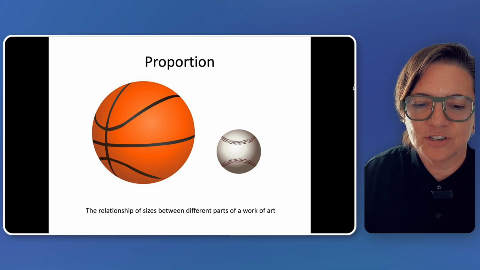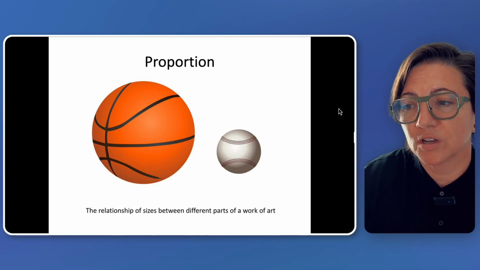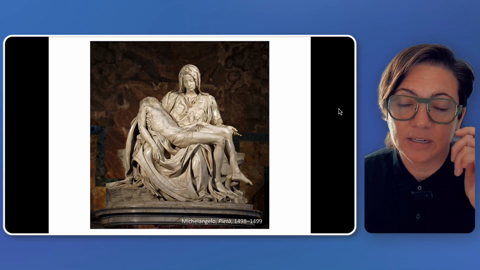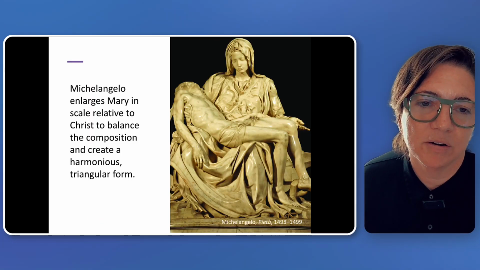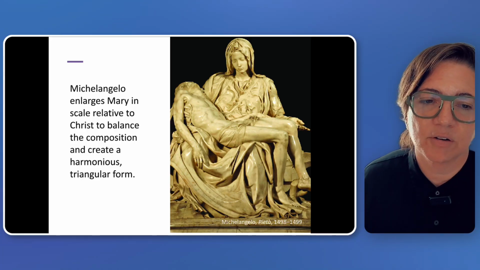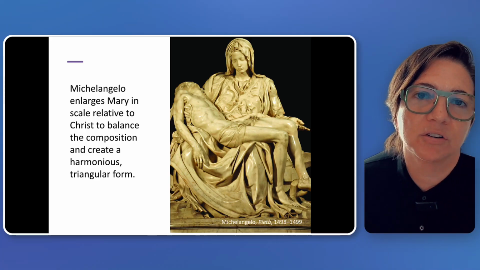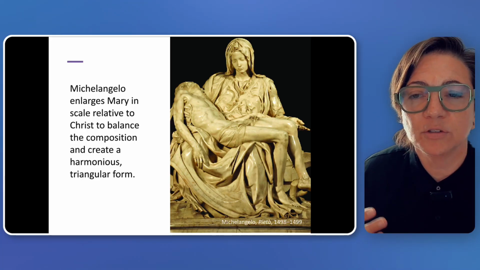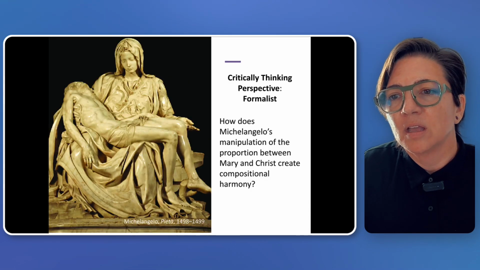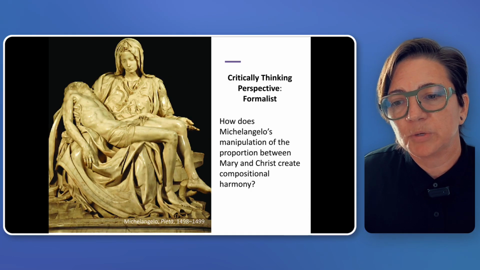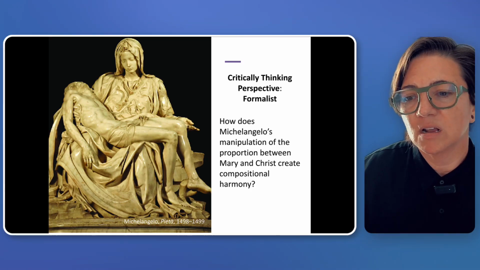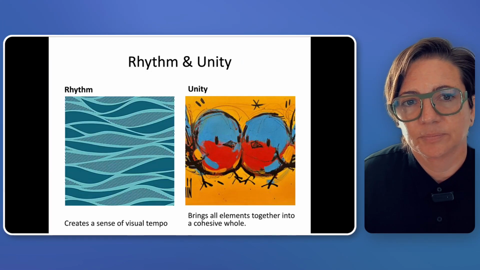Proportion. Proportion is a relationship between the different parts of a work of art. Here we have Michelangelo's Pietà. Michelangelo enlarges Mary in scale relative to Christ to balance the composition and create a harmonious triangular form. Critically thinking, how does Michelangelo's manipulation of the proportion between Mary and Christ create compositional harmony?